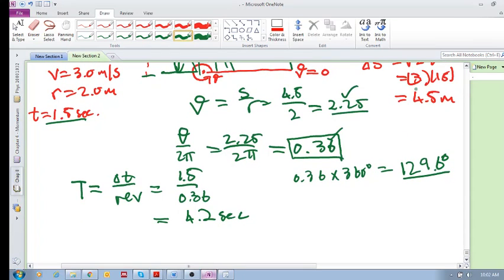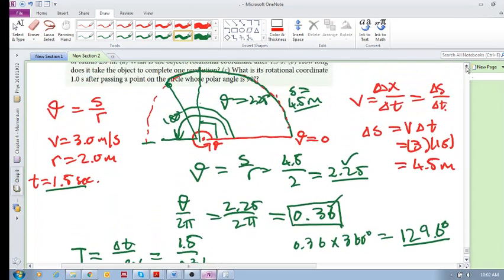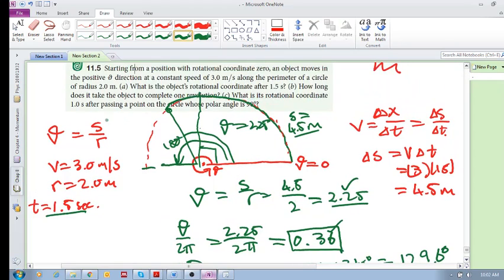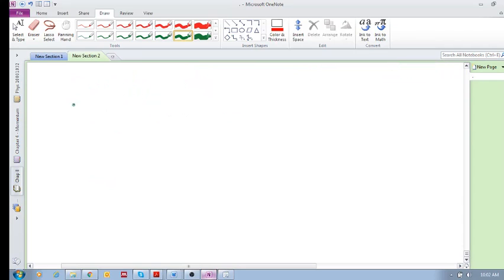And then what is question C? What does question C say? What is the rotational coordinate 1 second after passing a point on the circle whose polar angle is 90? Okay, so let's draw this again. There's 0, and we know that that's our polar angle of 90. The object's there. But now it says 1 second after passing this point.